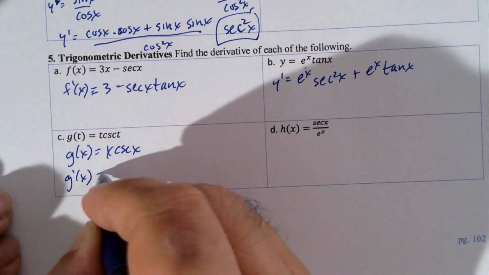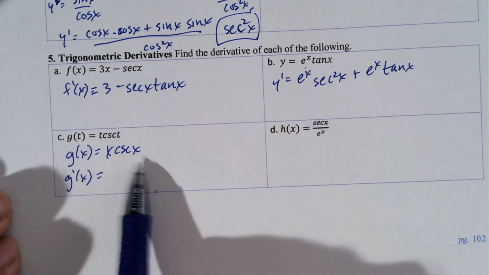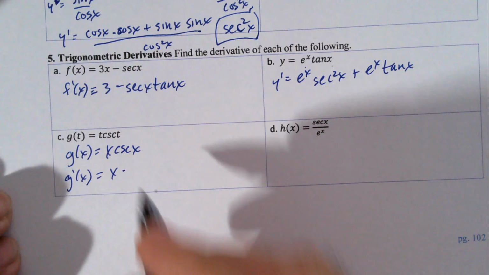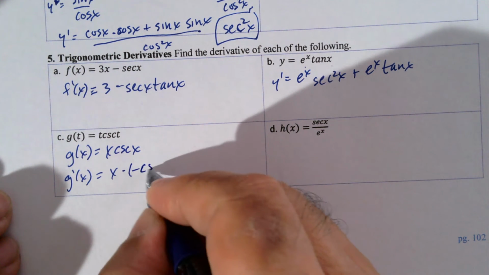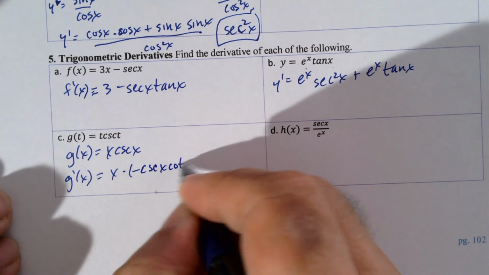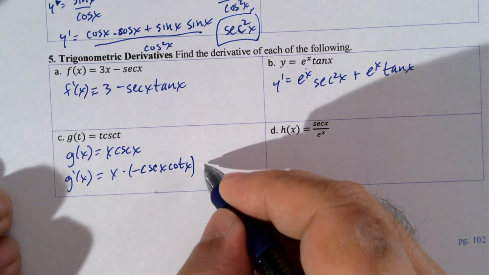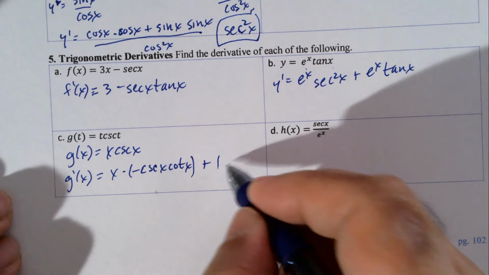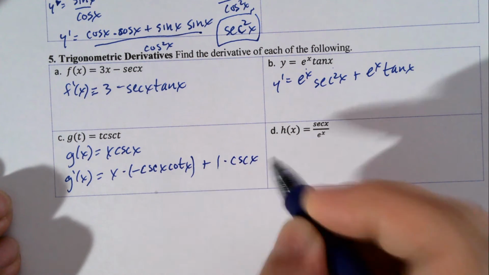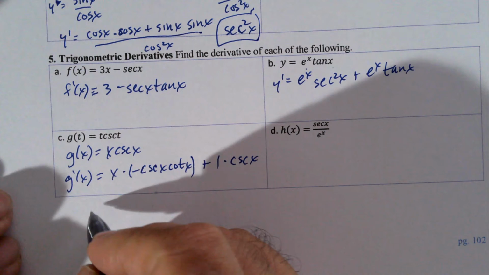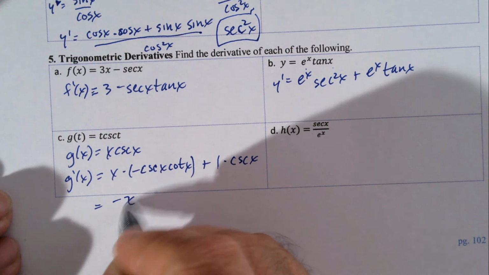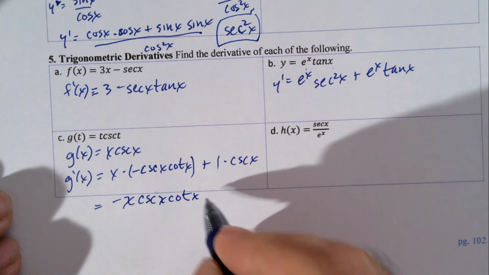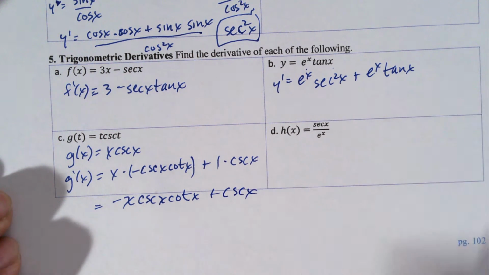So this requires the product rule because it's x times secant x. So x times the derivative of cosecant x, that's negative cosecant x cotangent x, plus derivative of x is 1. I want to write it for emphasis, times keeping the other one constant. So let's clean this up a little bit. It doesn't clean up much. Bring the negative forward and make a negative x cosecant x cotangent x plus cosecant x. All right, that's it.